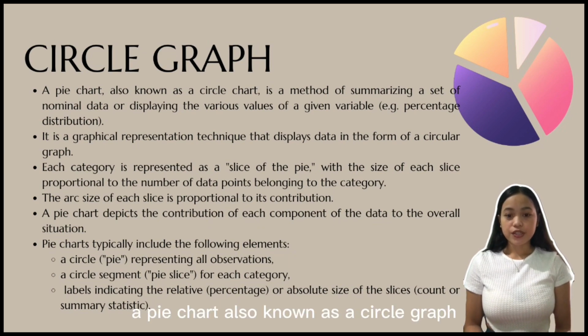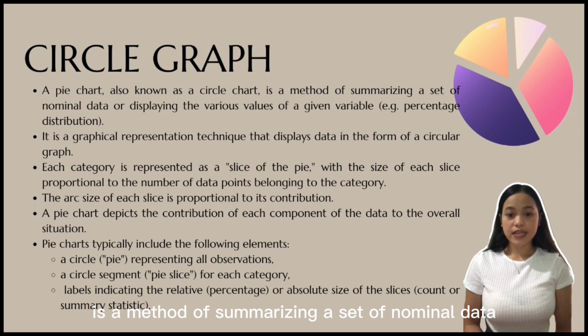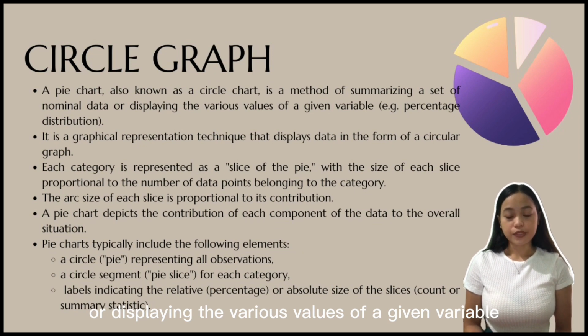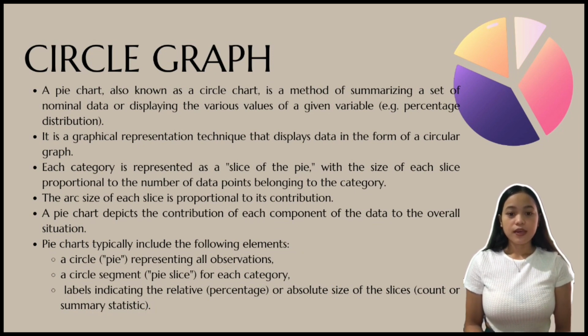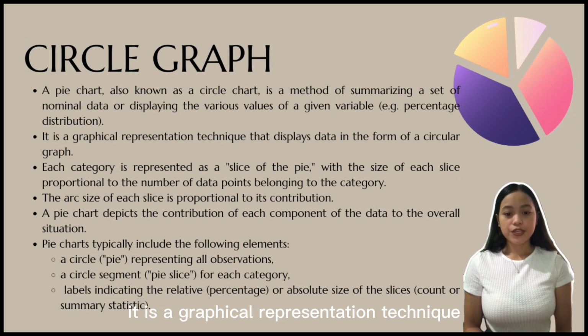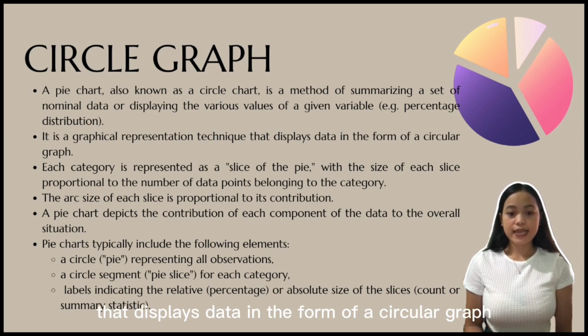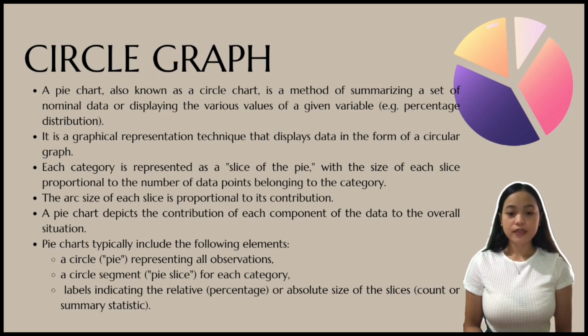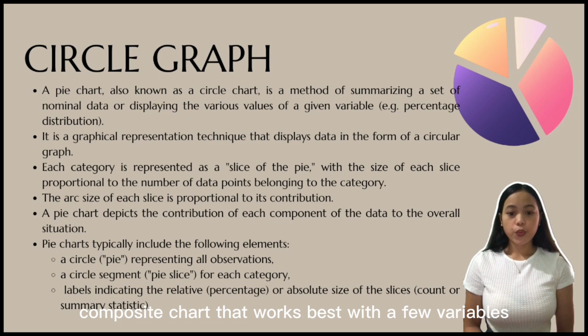A pie chart, also known as a circle graph, is a method of summarizing a set of nominal data or displaying the various values of a given variable. It is a graphical representation technique that displays data in the form of a circular graph. It is a statistic composite chart that works best with a few variables.